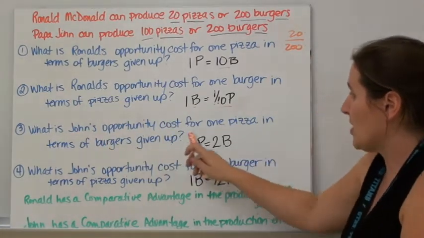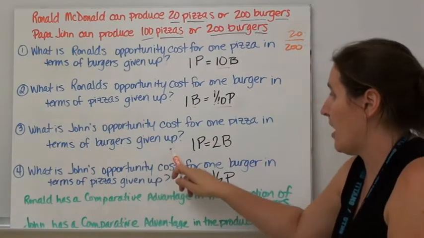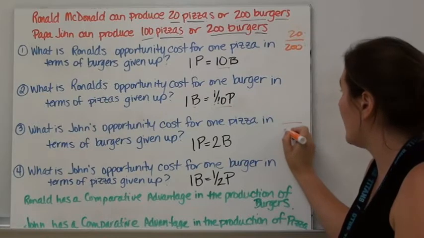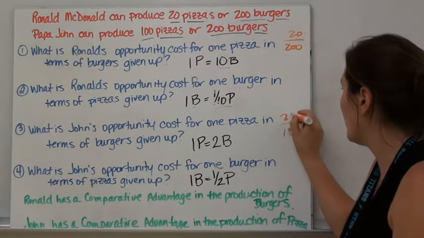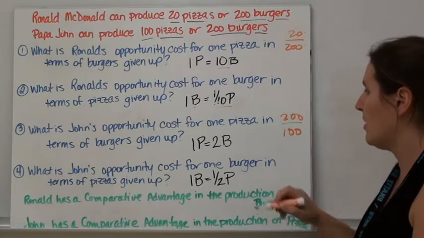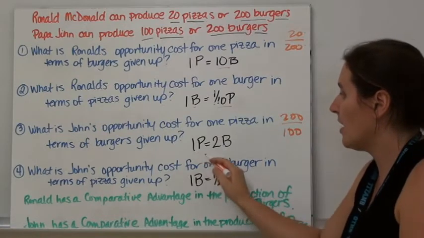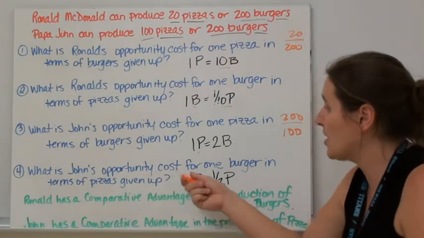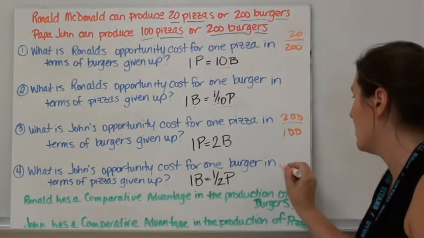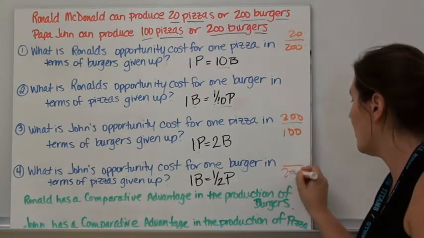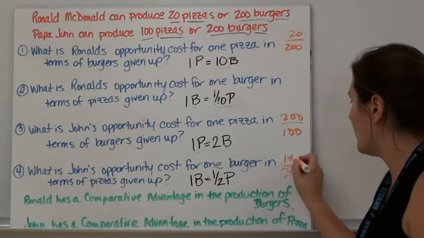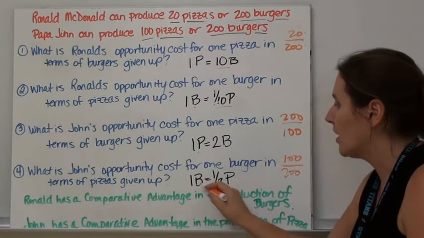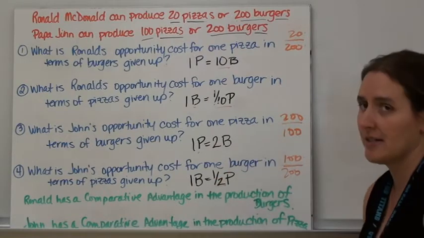Now, what's John's opportunity cost for 1 pizza in terms of burgers given up? So John is making pizza, so he's going to gain 100 pizzas and lose 200 burgers. 200 divided by 100 is 2. So 1 pizza costs John 2 burgers. All right? What's John's opportunity cost for 1 burger in terms of pizza? So we're gaining the burgers, 200, and we're losing the pizzas, 100 on top. 100 divided by 200 is half. So 1 burger costs John half a pizza.